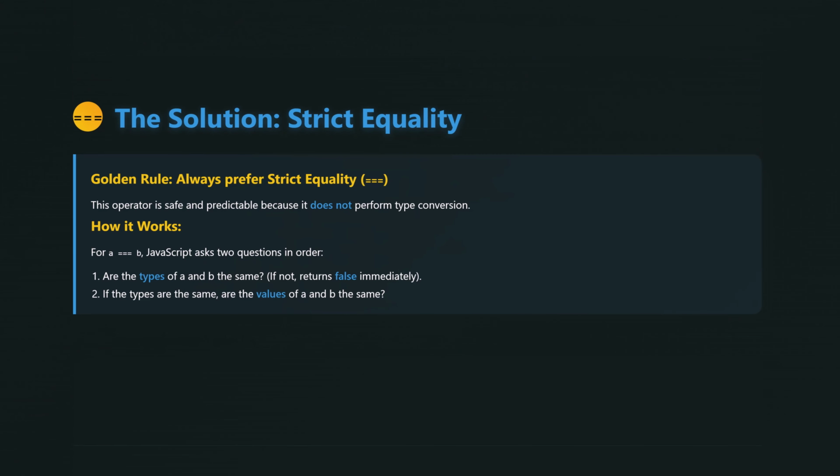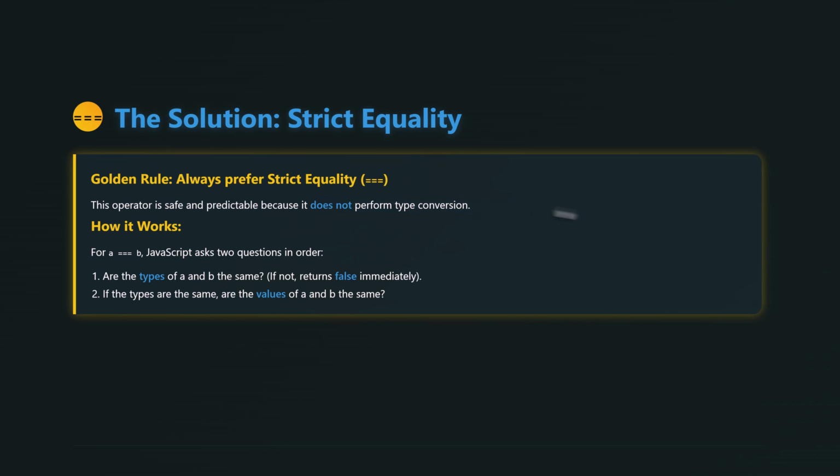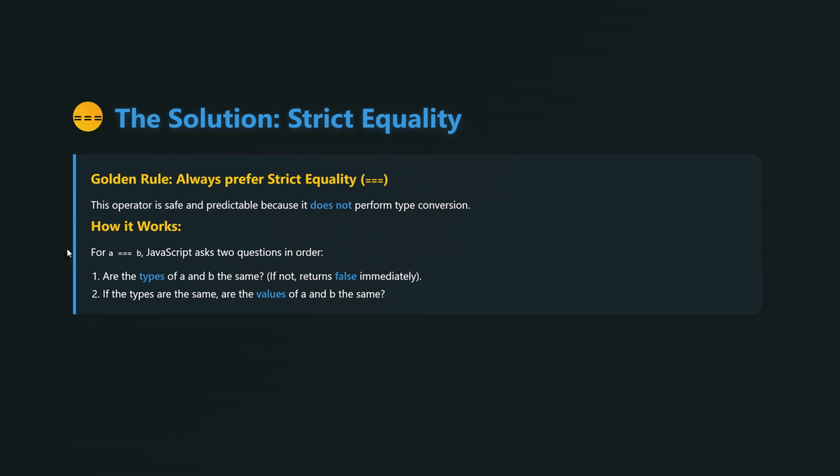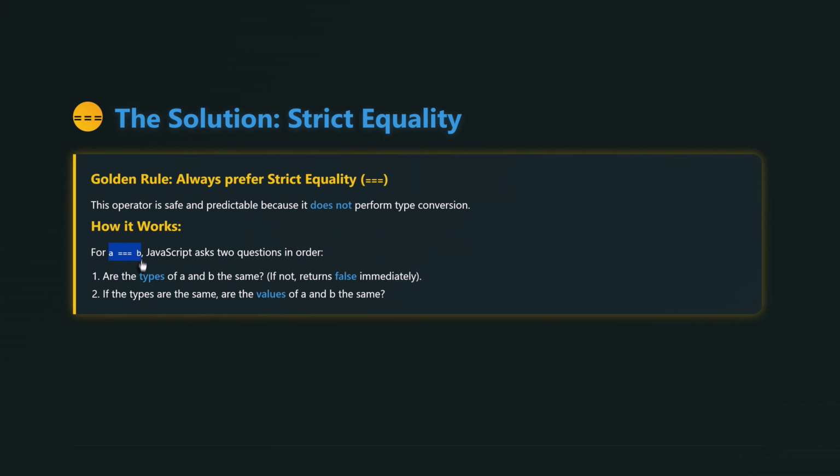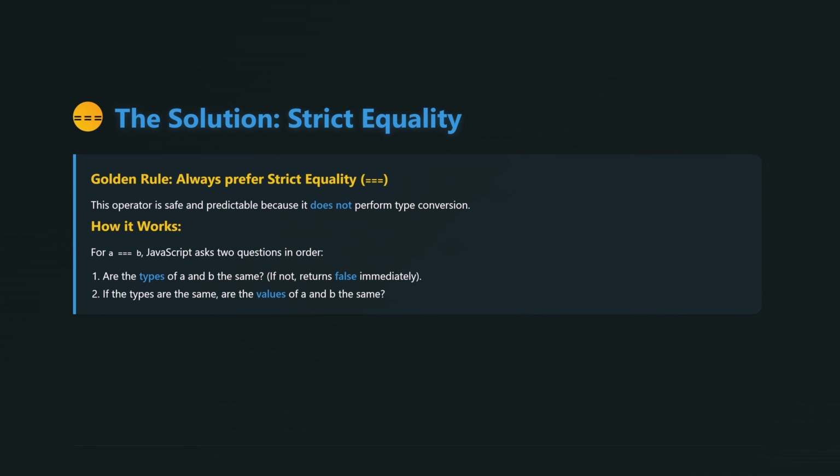Okay, now strict equality. This operator does not do type conversion. It checks for both equal value and equal type. If the types are different, it immediately returns false. This is safe, predictable, and what you should use 99% of the time. And let's see how it works. For A === B, JavaScript asks two questions in order. Are the types of A and B the same? If not, the result is false. If the types are the same, are the values of A and B the same? The answer to this becomes the final result. Now let's see an example.